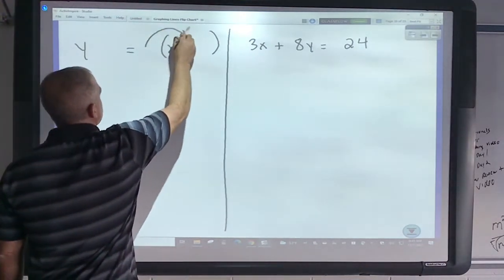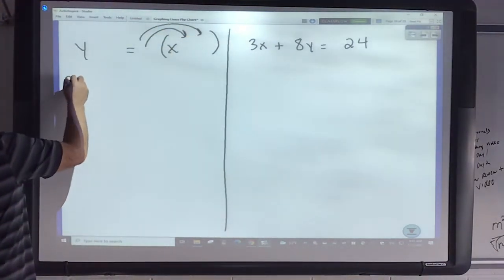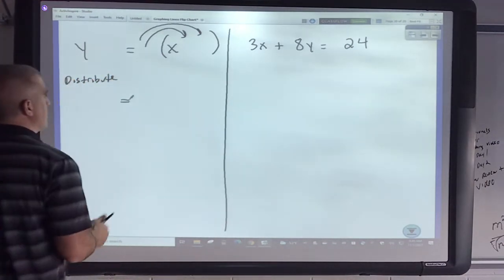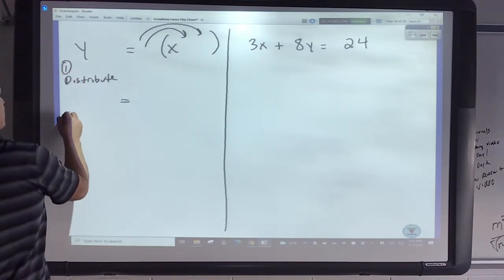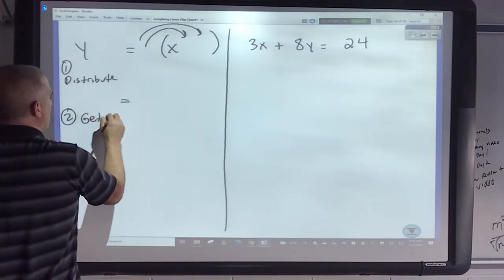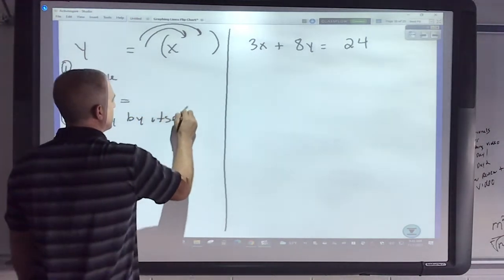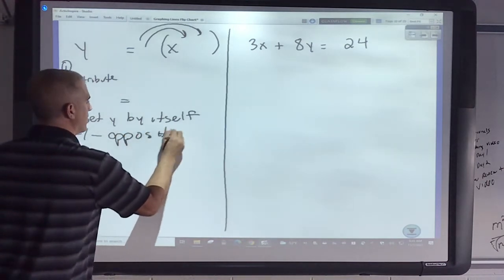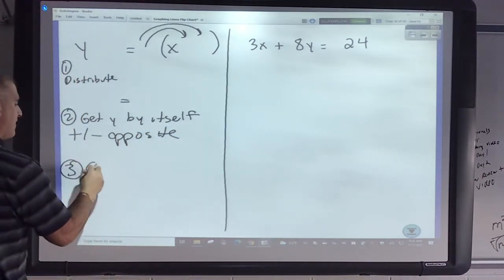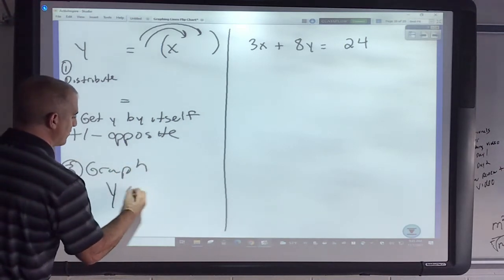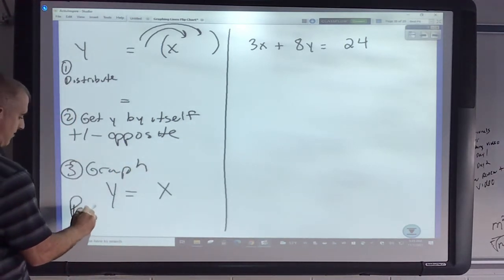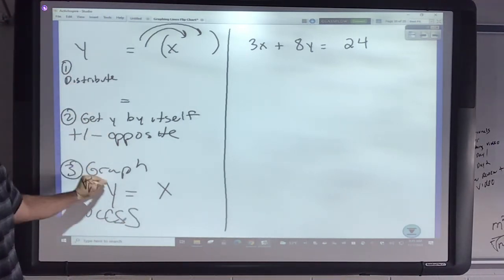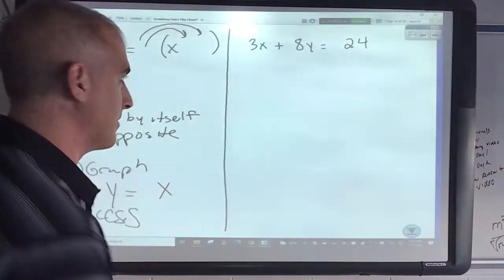Now very simply, here's what you have to do. You have to distribute, okay? We are going to distribute the number out front. Then after we distribute the number out front, we want to get y by itself using addition or subtraction, opposite. And then we want to graph it just like we graph the y equals x process. We're going to distribute. We're going to get y by itself using addition and subtraction, opposite.